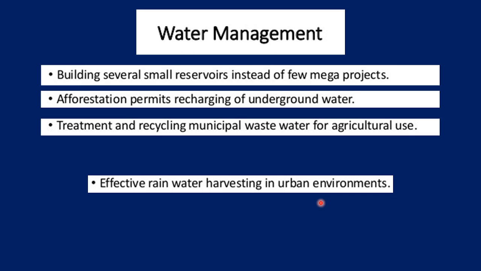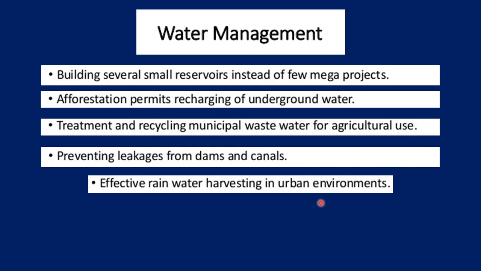Treatment and recycling of municipal water for agricultural use. Especially in the city areas, you will be ending up using a lot of water, but if you are able to recycle it, then it can be used at least for agricultural purposes or gardening and those kinds of activities, wherein you can reduce the intake of fresh water. More important one, preventing leakages from dams and canals. This is another way by which water is being lost. If you can manage better and more efficient dams and canals where you prevent the leakage of water, it would be a best practice to minimize water loss.